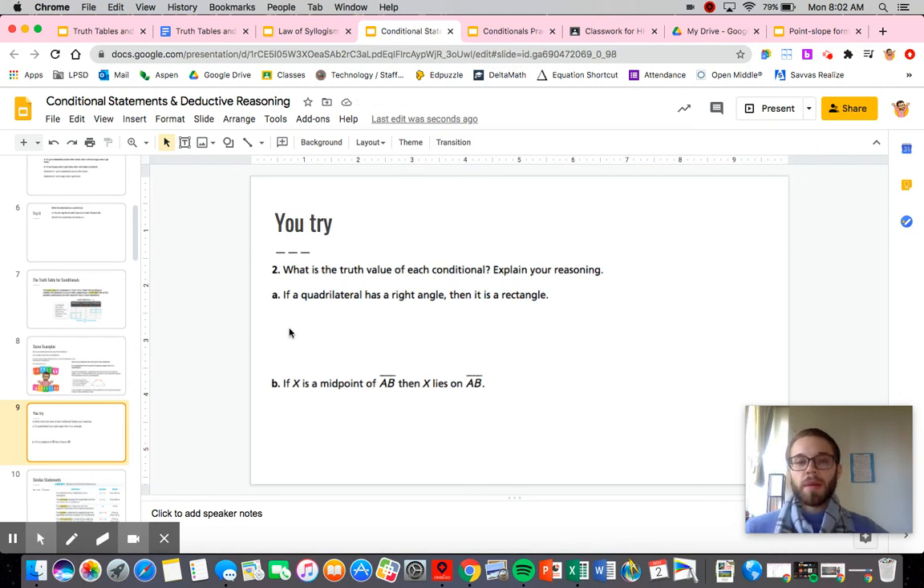Explain our reasoning. So let's start with the first one. Again, we're going to assume that we have a quadrilateral with a right angle, then it is a rectangle. Well, as you'll learn later on, if you have a parallelogram with a right angle, it has four right angles. I'm sorry, I misspoke. We could have a right trapezoid. We could have a right angle there. That is a trapezoid, but it has a right angle. So therefore, this hypothesis is true, but I just gave you an example where we have a right angle, and it's not a rectangle.